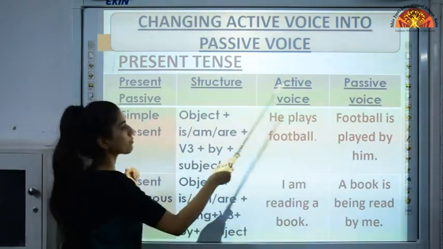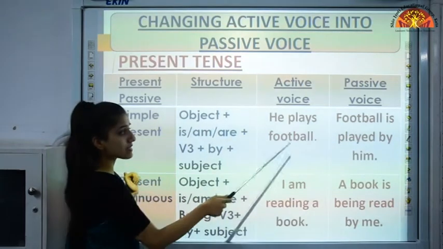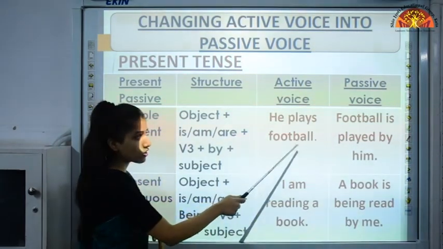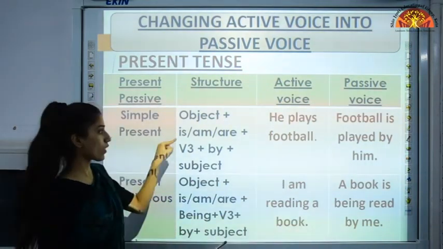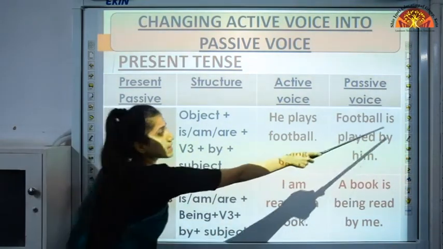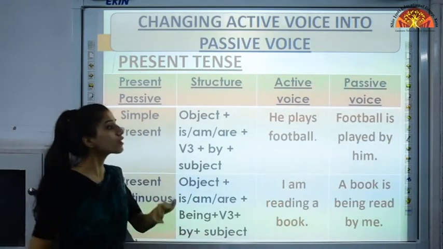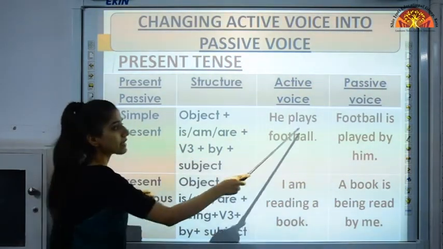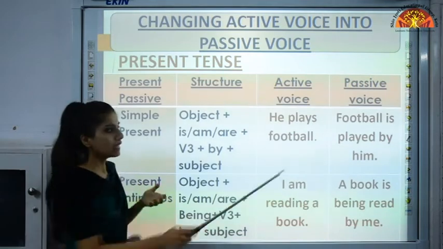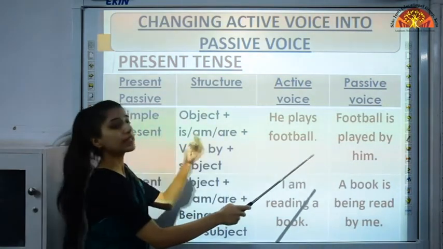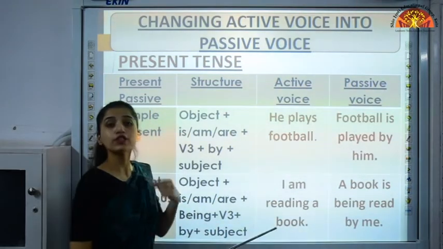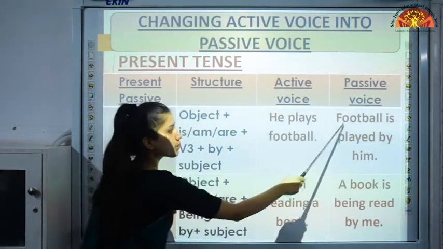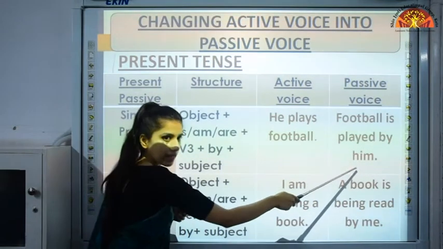First the object will come. In this sentence, the object is football, and football is singular, right? So we will be using football is, and the third form of the verb. Plays, third form is played. Played will be accompanied by the preposition by, and then he will be converted into him. So, football is played by him.